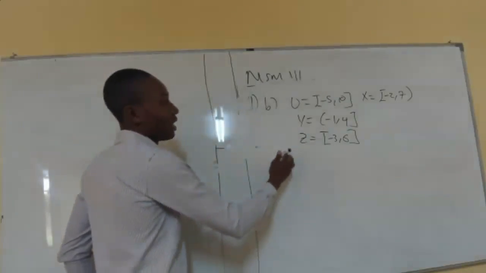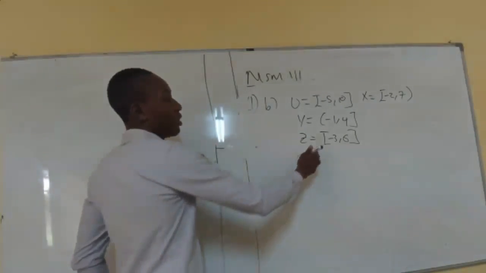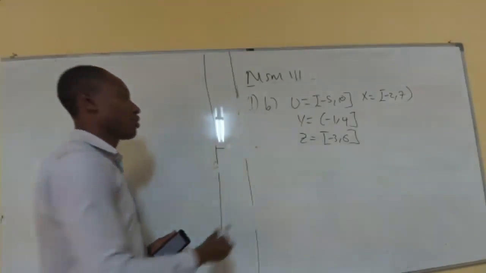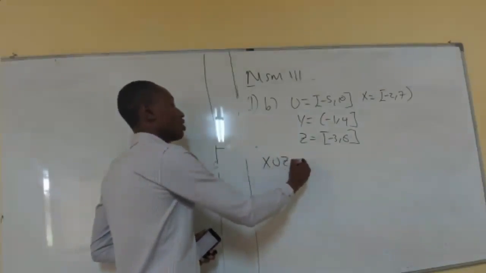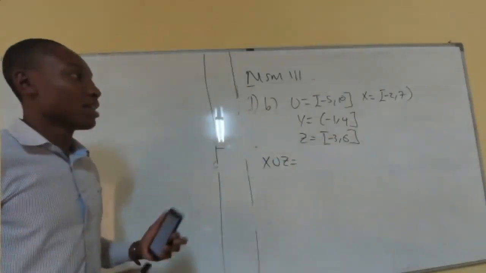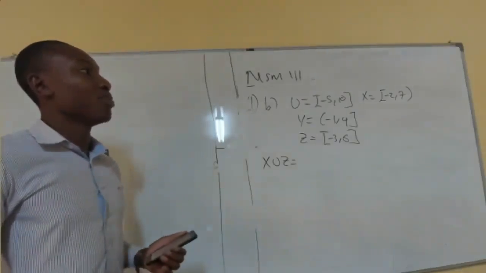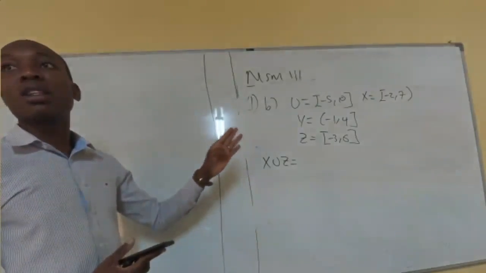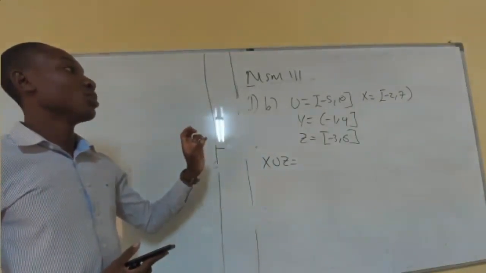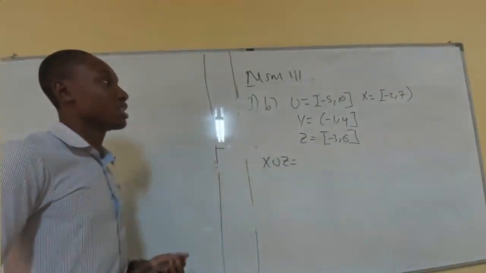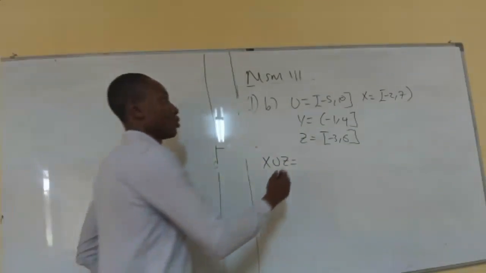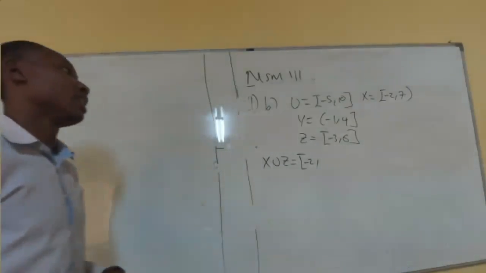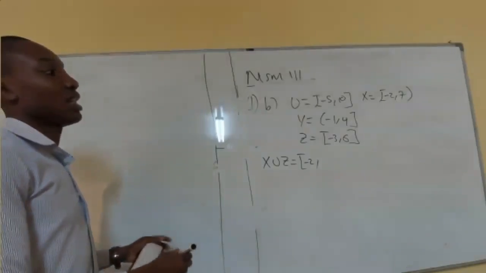If I'm combining x and z, I'm going to pick the smallest in one set and the largest in the other set. Since I'm looking for x union z, you compare the two sets, x and z. You pick the smallest in x and compare with the smallest in z. The smallest in x and z is -2. What is happening at -2? It's closed. And the largest in x is 7, the largest in z is 6.